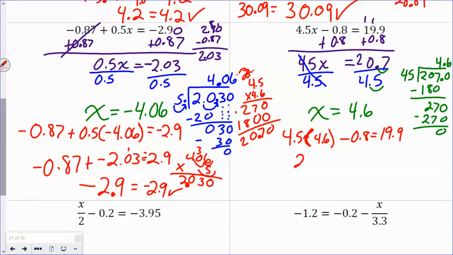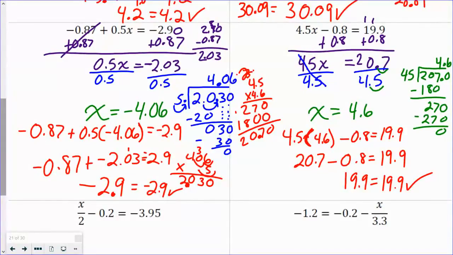So we get 20 and 7 tenths minus 0 and 8 tenths. You have $20.70 and you spent 80 cents. That gives you $19.90. Two more to go.